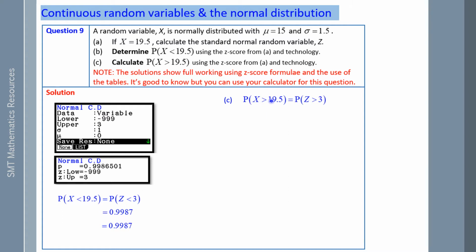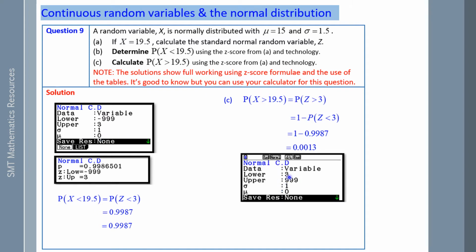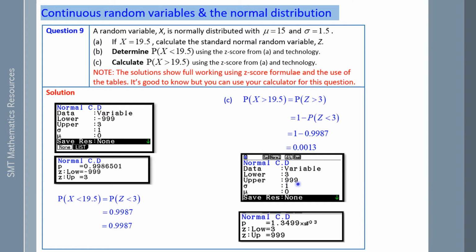Probability that x is greater than 19.5, that's thinking of it as z being greater than 3. If I know the answer to the left, the right-hand side is going to be 1 take that. So 1 take 99.87% is 0.0013. You could also do it in the calculator by choosing a lower boundary of 3 and upper boundary of, say, 999. So here, lower is 3 because I want to be bigger than 3. My upper is 999, and I get that answer, which is over here.